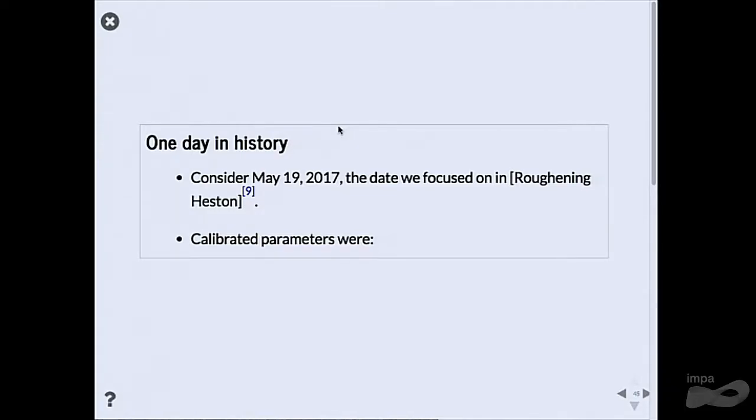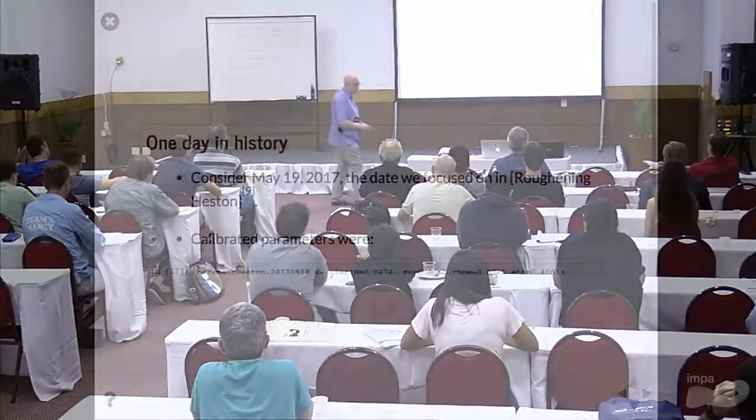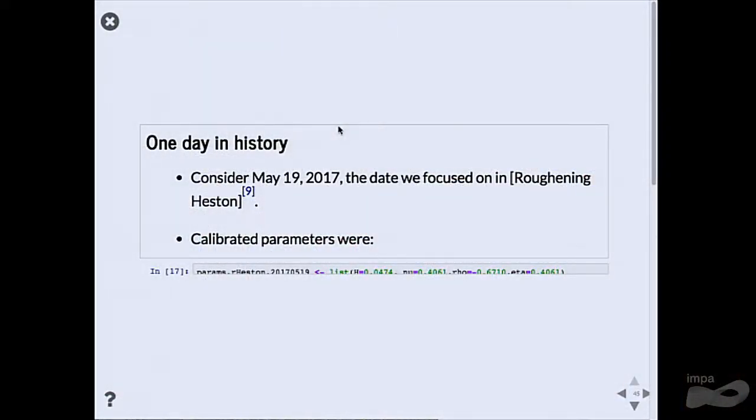So right now, let's look at one day in history. And you can see, because the rough Heston model is so fast to compute, in particular, it's easy to calibrate.